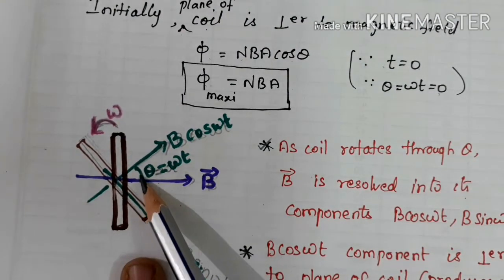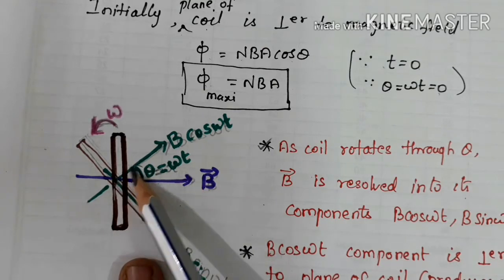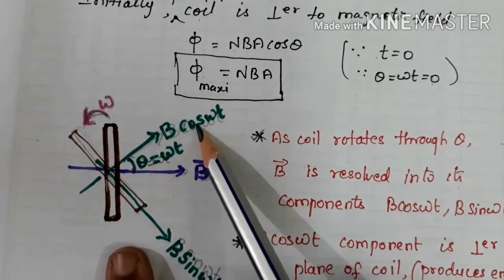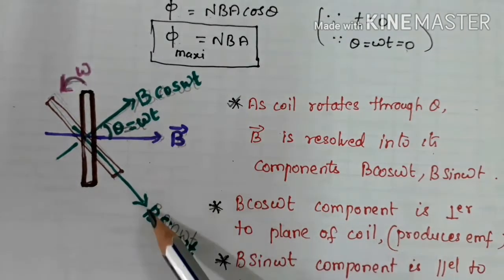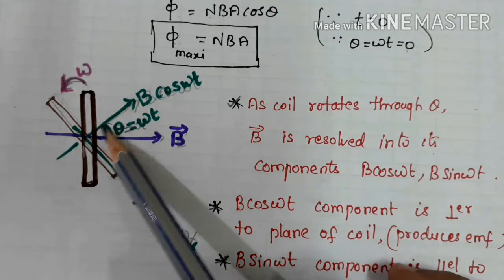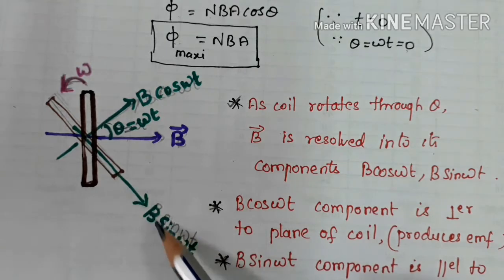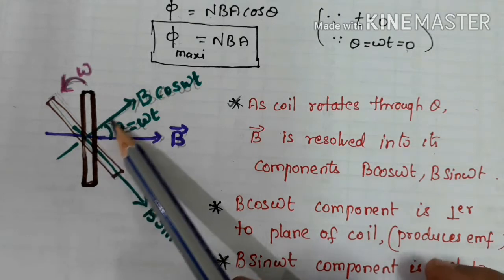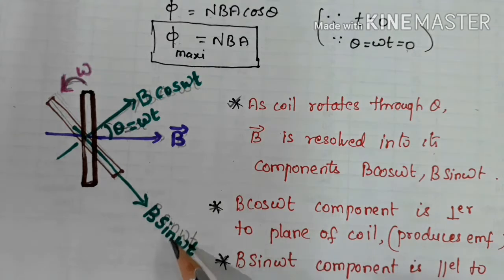Now as the coil is rotated through angle theta, this B vector is resolved into two components, B cos omega t and B sin omega t. Two components. B is resolved into two components, right? This component is perpendicular to the plane of the coil, whereas this component is parallel to the plane of the coil. This component is involved in the production of electromagnetic induction. This component does not have any role in the production of electromagnetic induction, that is EMF.